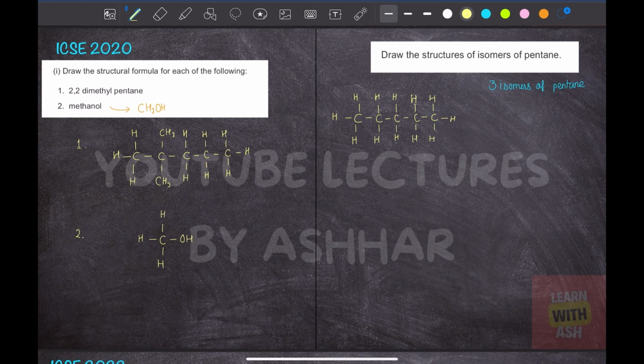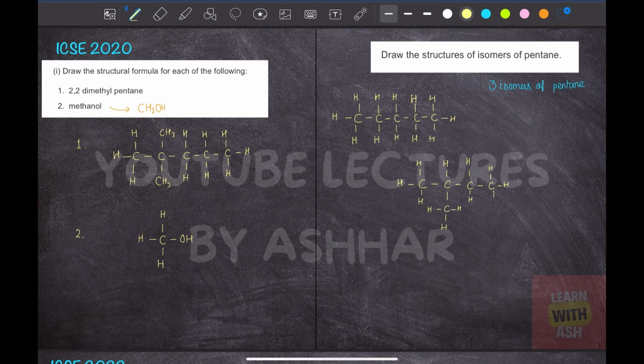Then for the second isomer, I will be reducing one of the carbons and putting it in the branch portion. So the main chain will contain 4 carbons and you can place it anywhere. I am placing it over here. I can draw H, H and H, and the remaining bonds of all these carbons will contain the hydrogens.